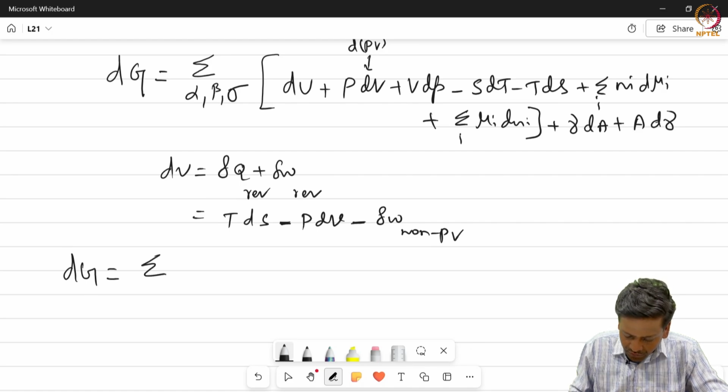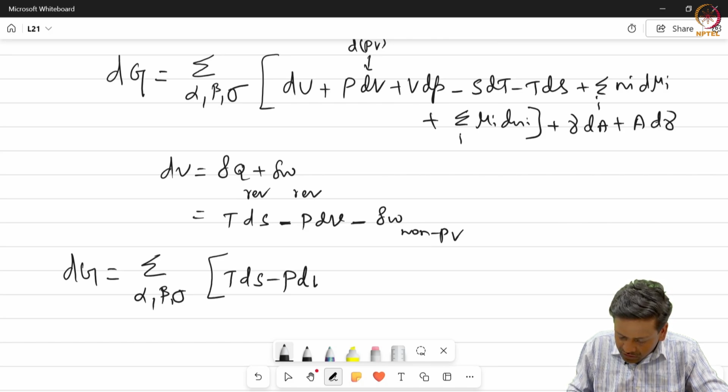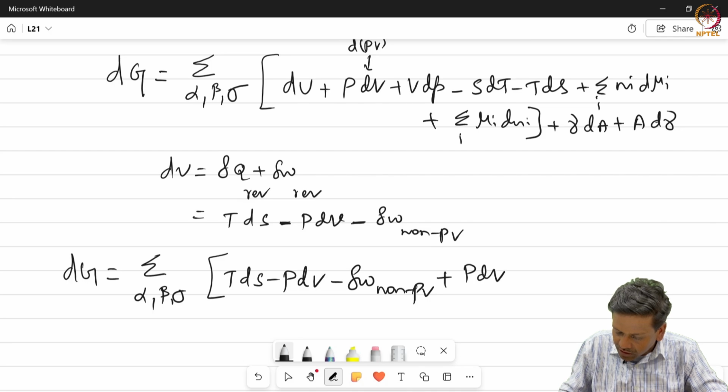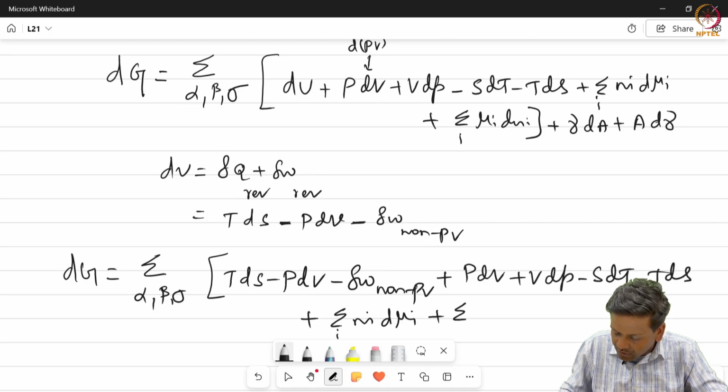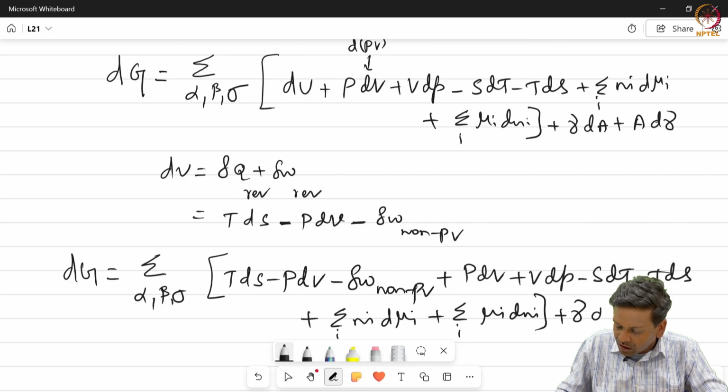So, you have alpha, beta, sigma. Now, if I put this back into this equation: TdS minus PdV minus delta W non-PV, plus PdV plus VdP minus SdT minus TdS, plus summation over i of N_i d mu_i plus summation over i of mu_i dN_i, plus gamma dA plus A d gamma.